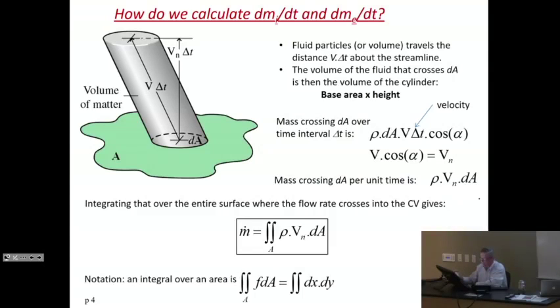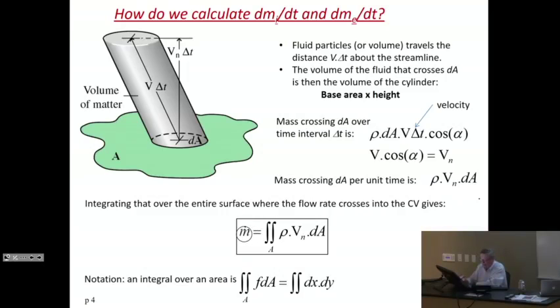So I just write here why that is, because Vn, the normal component, is V, the vector velocity here, times cos alpha. All right, so this tells us that the mass crossing this element of surface per unit time is rho Vn dA. Okay, so now we have to integrate this over all angles, alpha, and over the whole surface.